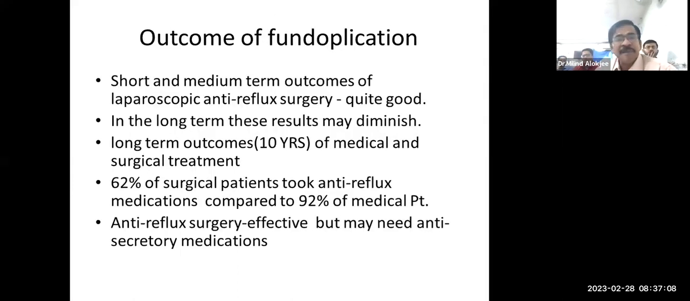So what are the outcomes of fundoplication? The short and medium term outcome of laparoscopic anti-reflux surgery is quite good. In the long term, these results... of medical and surgery, we observe that 6% of the anti-reflux procedure patients need some medications compared to 92% of medical patients who need to continue the medical treatment. So anti-reflux surgery is effective, but these are patients who also may need some anti-secretory medications.